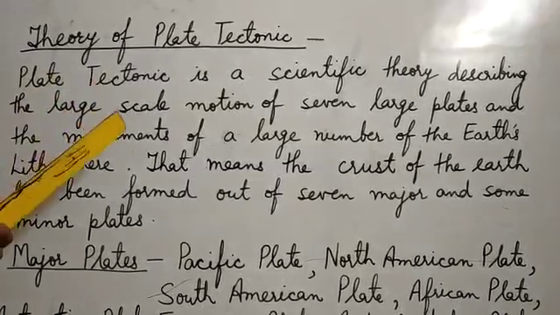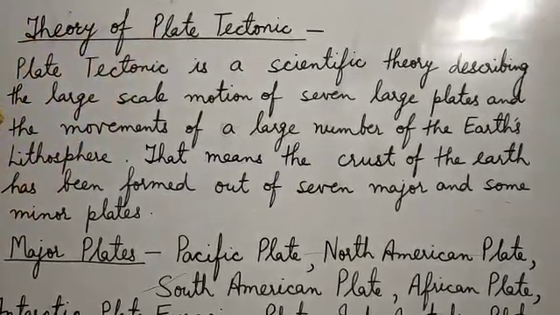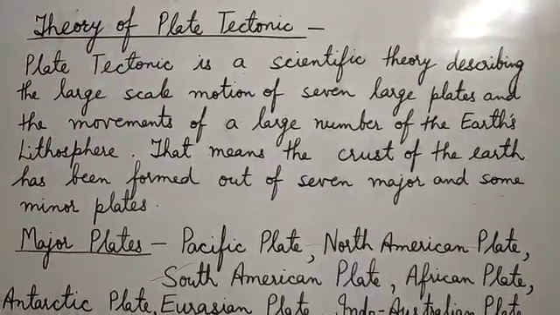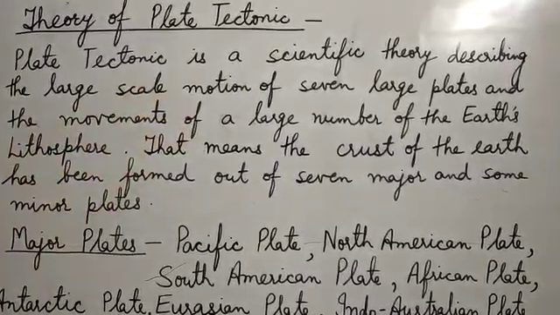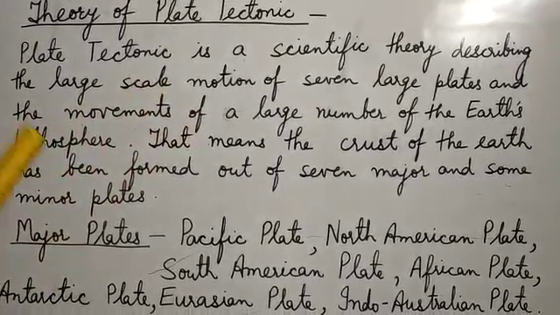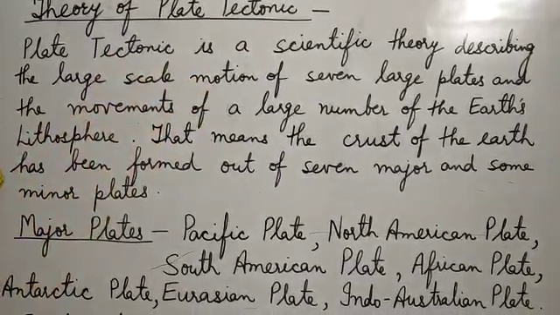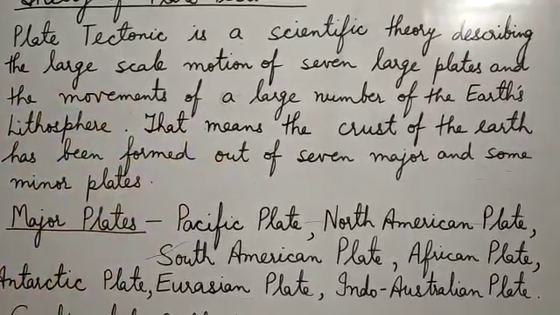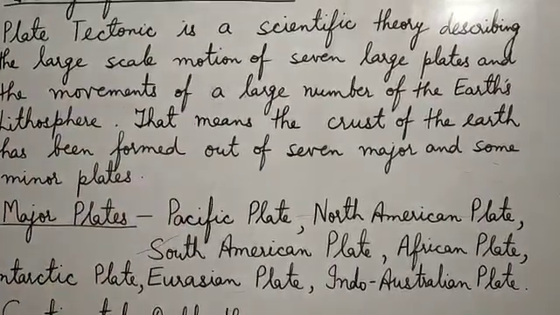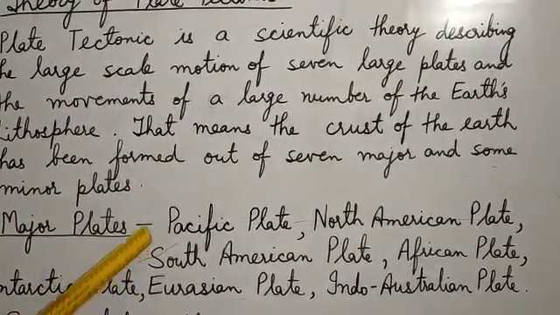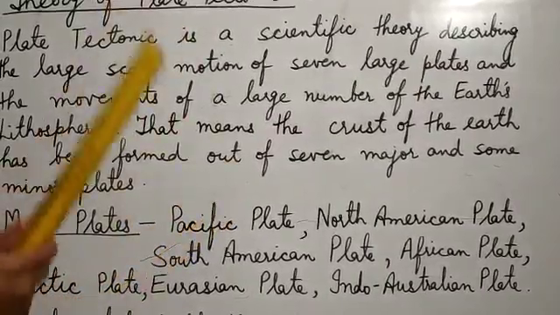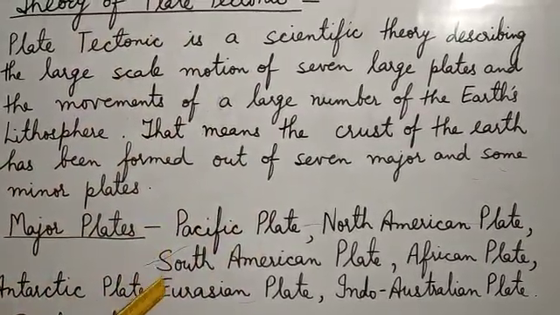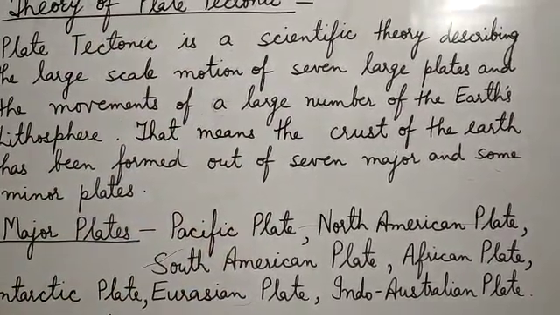Plate tectonics is a scientific theory describing the large-scale motion of 7 large plates and the movements of a large number of smaller plates of the Earth's lithosphere. That means the crust of the Earth has been formed out of 7 major and some minor plates. So which are those 7 major plates? These are the Pacific plate, the North American plate, the South American plate, the African plate, the Antarctic plate, the Eurasian plate and the Indo-Australian plate.